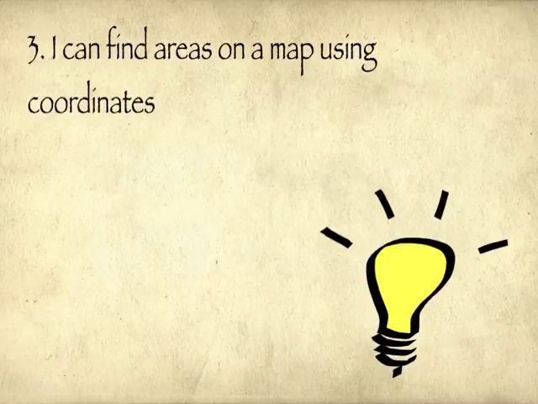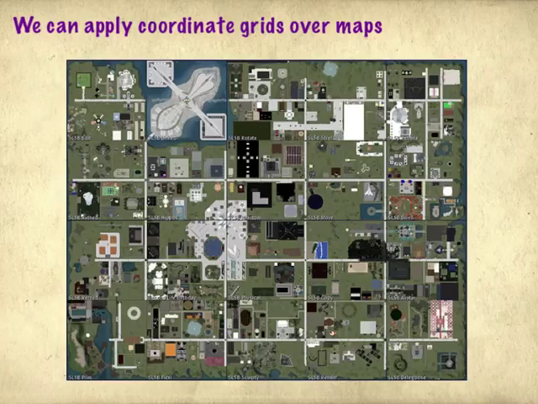And moving on to our third and final area, which will be really quick, I can find areas on a map using coordinates. So we can apply coordinate grids over maps, as you can see here. This is a map, and you can see that it's been divided into grids. And if I assign those grids letters and numbers, like A, B, C, D, E, 1, 2, 3, 4, 5, then I can really easily tell you where to find something on this map.